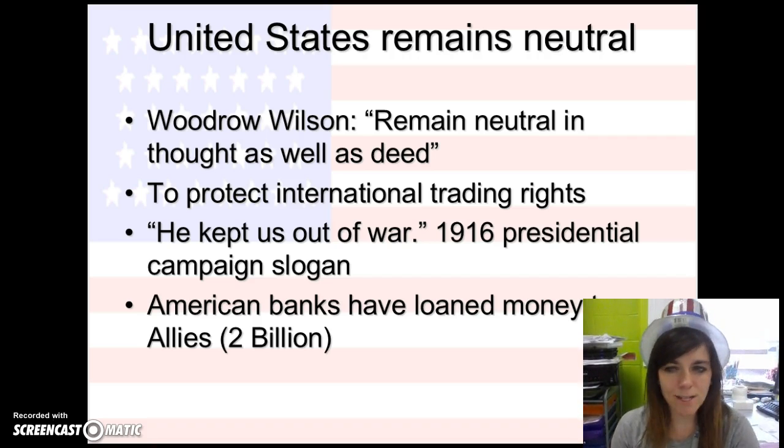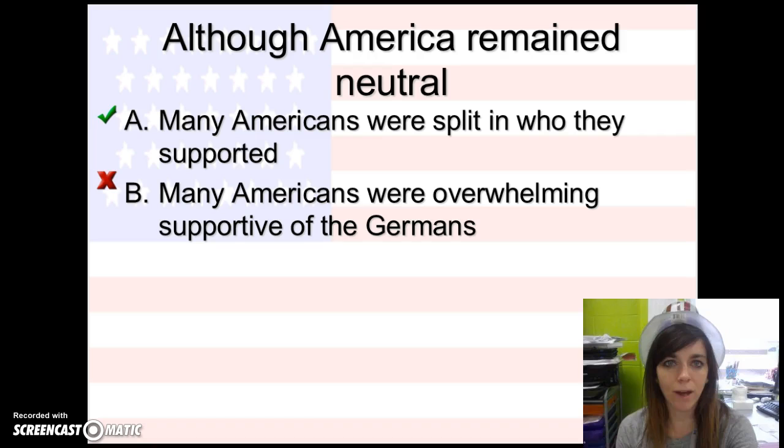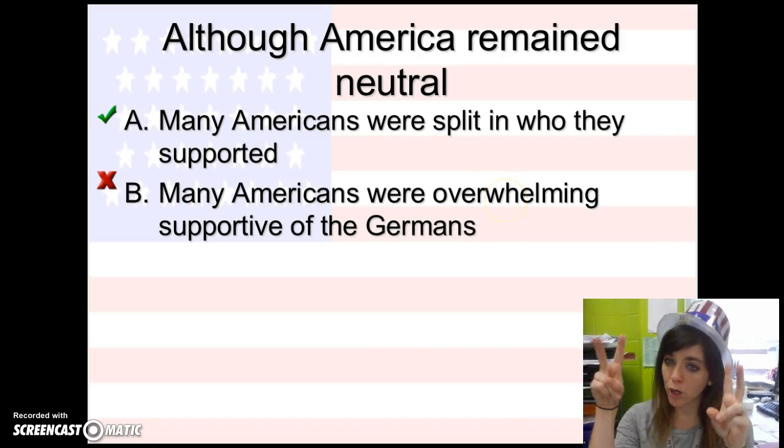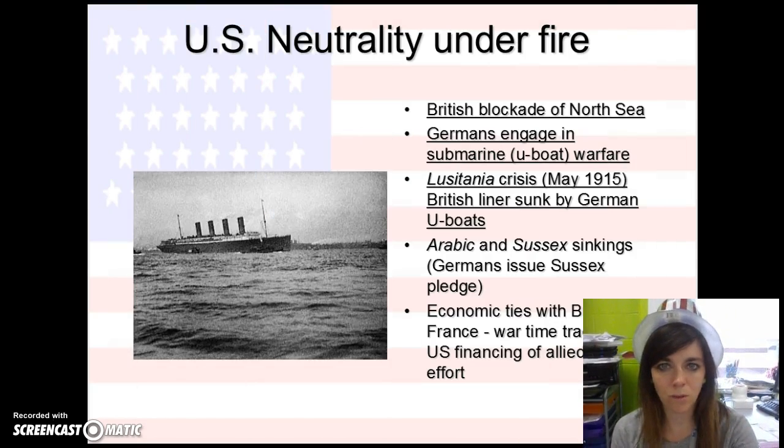The only interesting fact to keep in mind here is even though we're neutral, the banks have loaned money to the Allies for weapons, $2 billion to be exact. So if you think about it, does that make us neutral? Not necessarily, okay? So America, even though they're neutral, is still kind of playing the sides.